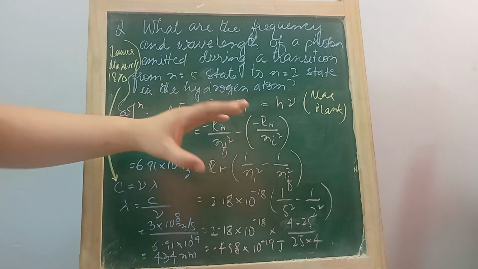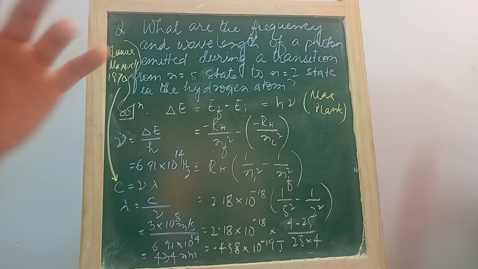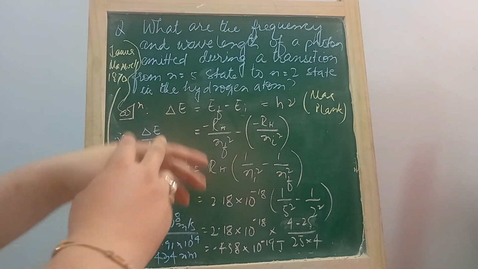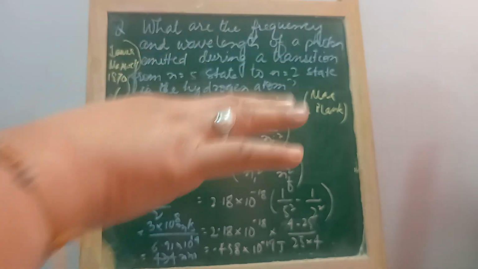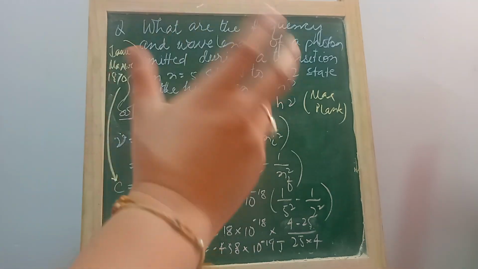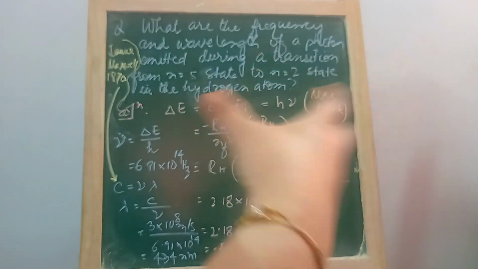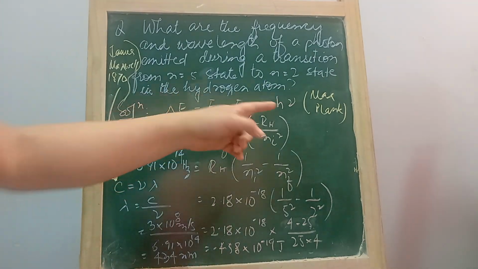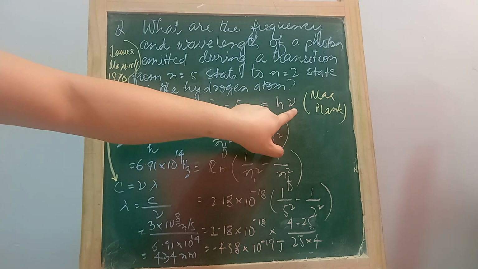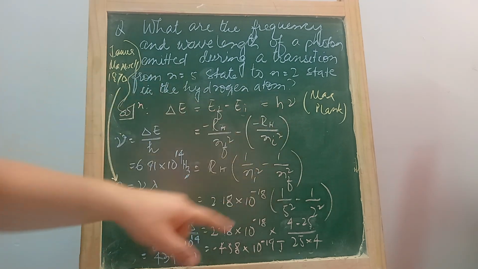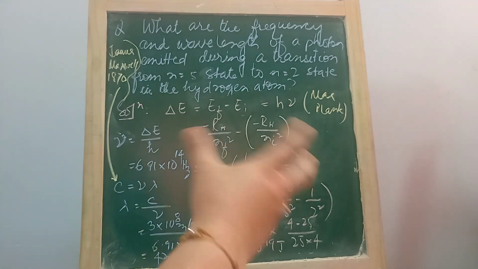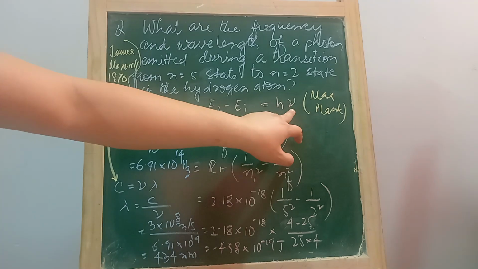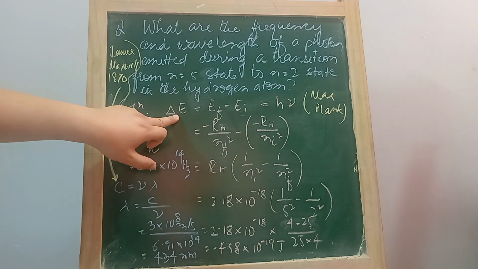Now, through Max Planck's theory, whatever electromagnetic radiation comes out is quantized. It comes in packets called photons, and the energy of one photon is equal to the frequency multiplied by Planck's constant. The value of Planck's constant is 6.626 into 10 to the power minus 34 joule seconds. Now you can easily calculate frequency when you know the change in energy.